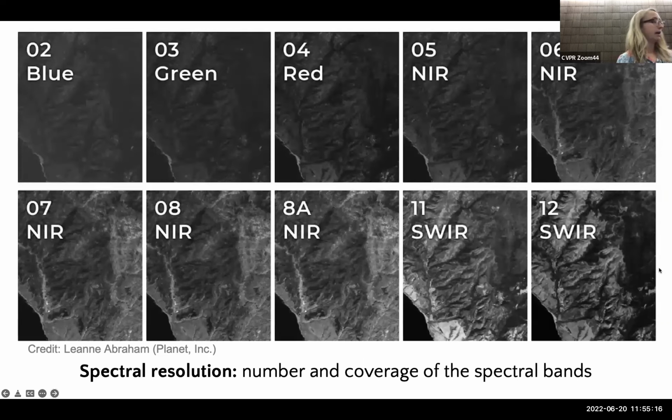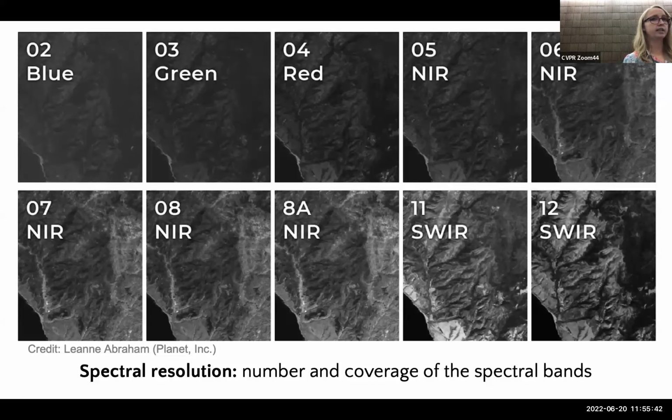So this is just an example of how a certain region looks in these different satellite bands. In grayscale, you can see blue, green, and red are what we're used to working with. And then as the wavelengths get longer into near infrared and shortwave infrared, we see that different pixels on the surface are brighter or darker in these different wavelengths.